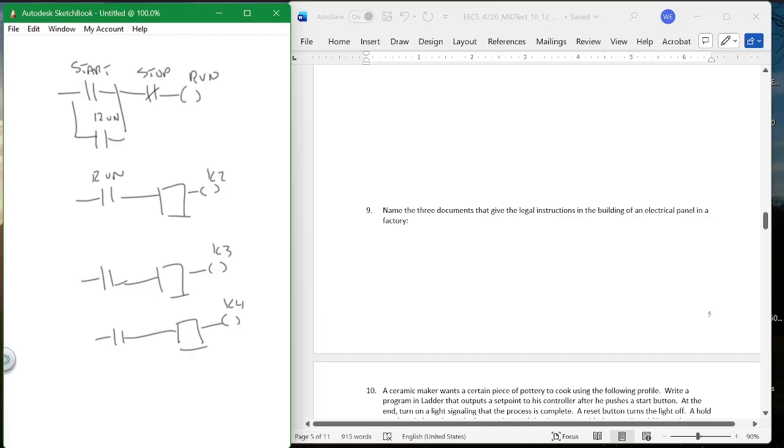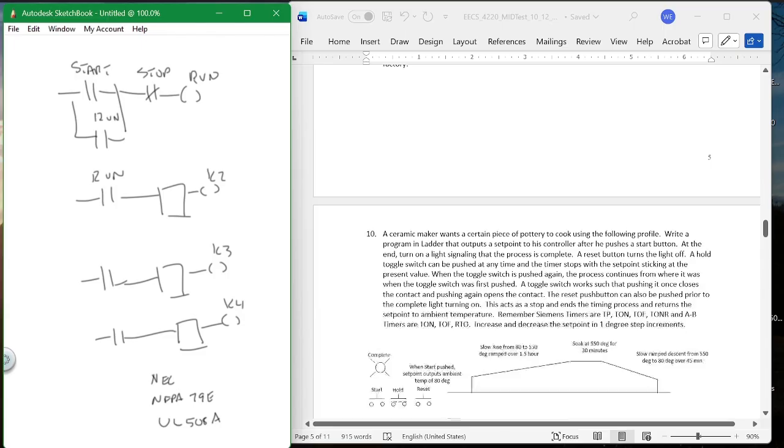3 documents that give legal instruction for electrical panels in a factory: NEC, NFPA 79E, and UL 508A.